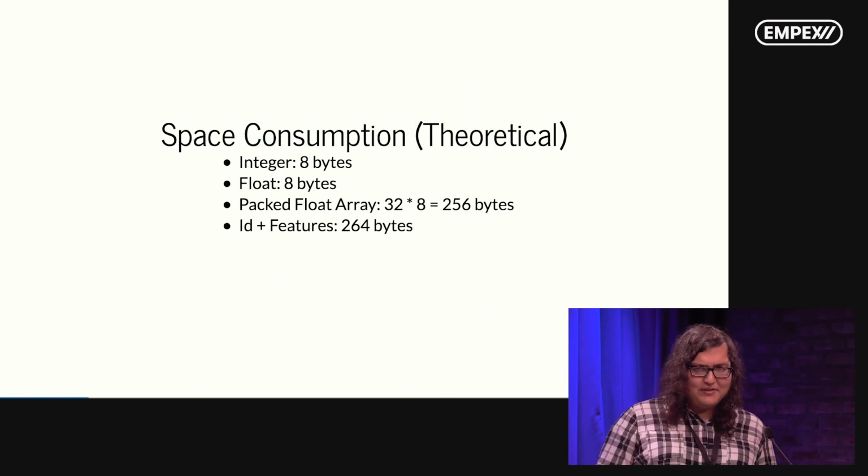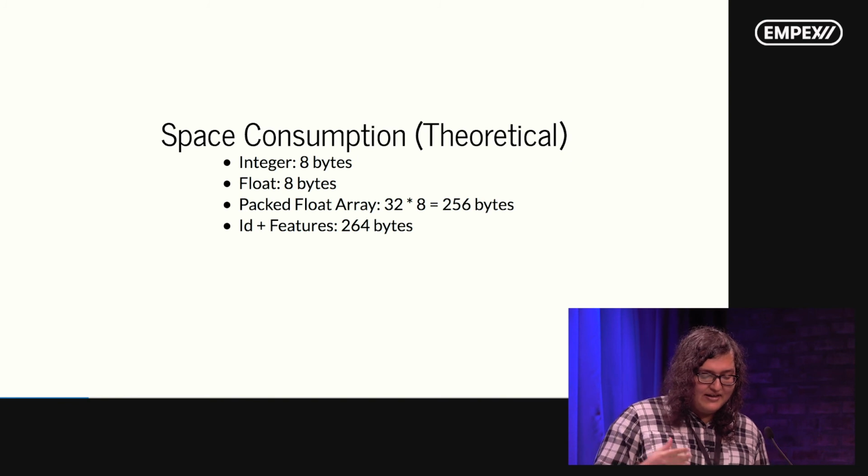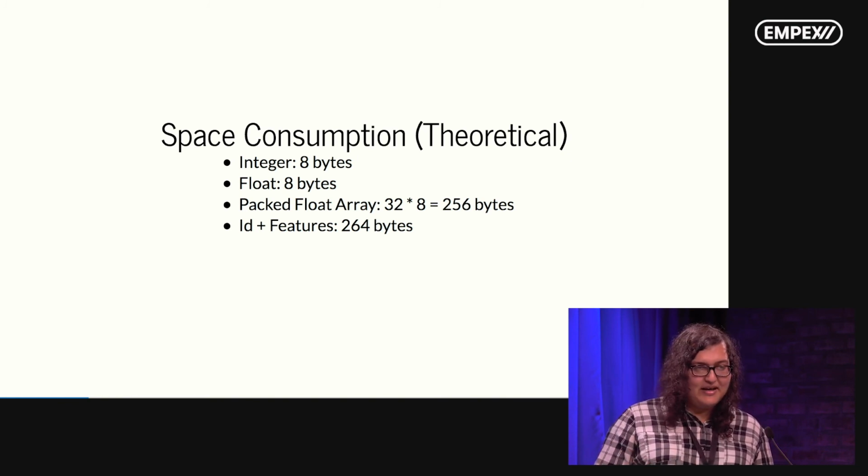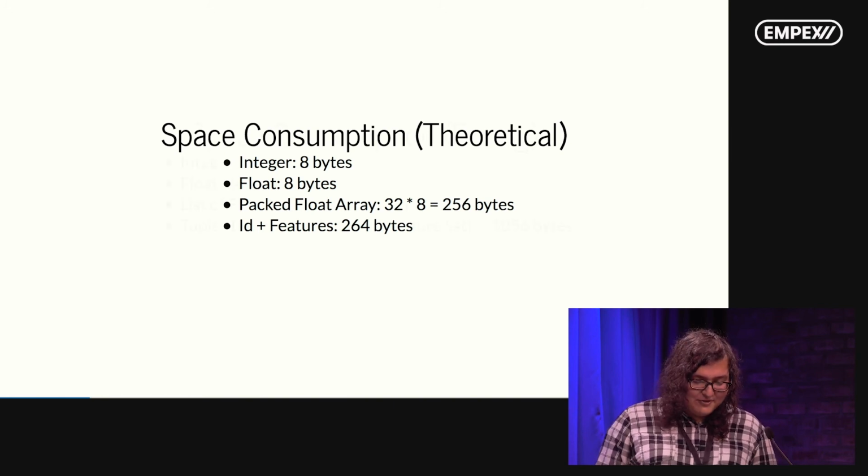So just back of the handbook, I went through and calculated how much space this should consume. Each ID is an integer. Each number is a double, 8 bytes. And if we pack all of that stuff into an array, we get 264 bytes per record times the number of records.